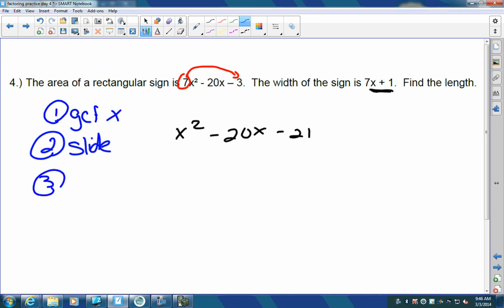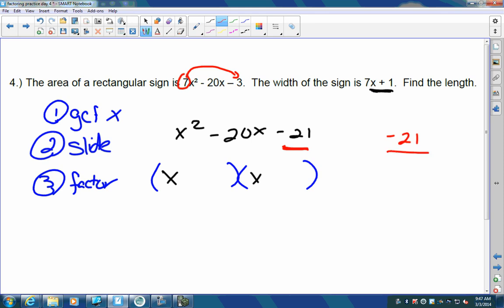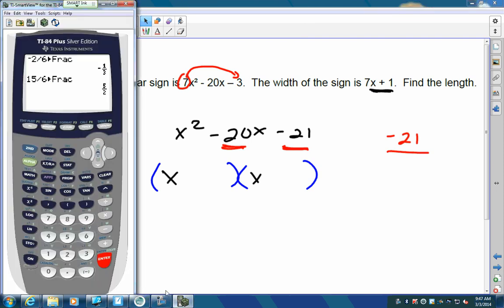Now I need to factor. That means split them up into parentheses. So my x squared splits up as x and x. Now, I need the factors of negative 21, and I need the factors that add up together to give me negative 20. So when you go in the calculator and go to y equals, you put in there negative 21 divided by x.